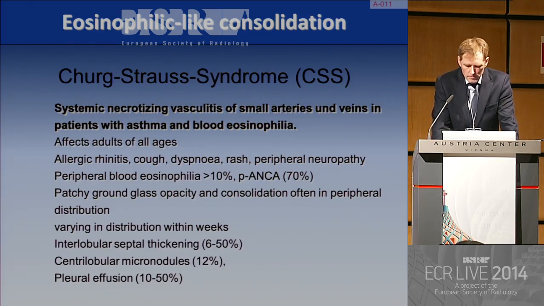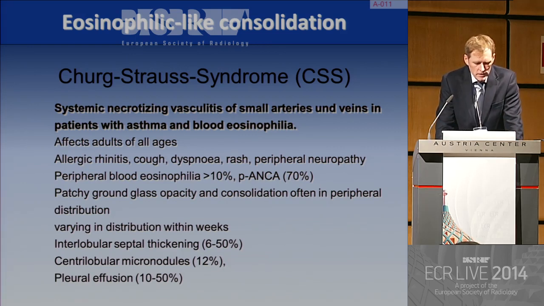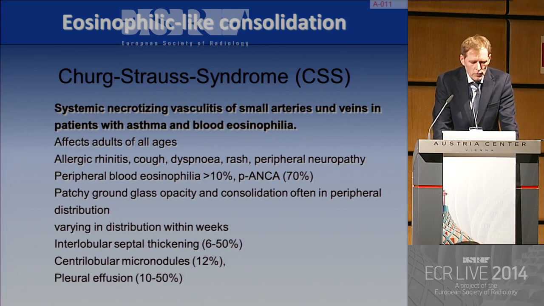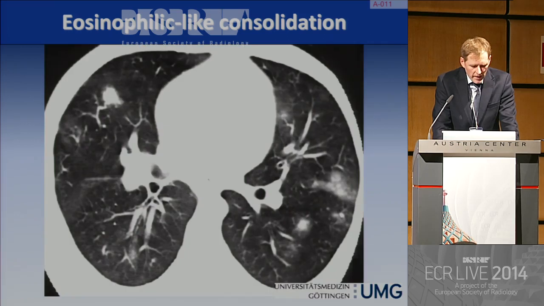A typical patient has Churg-Strauss syndrome, which is a systemic necrotizing vasculitis of small arteries and veins and affects adults of all ages. And we have rhinitis, cough, dyspnea, rash, and peripheral neuropathy. Having the clinical picture, you are fairly confident seeing an image like that, and would call that probably Churg-Strauss syndrome.